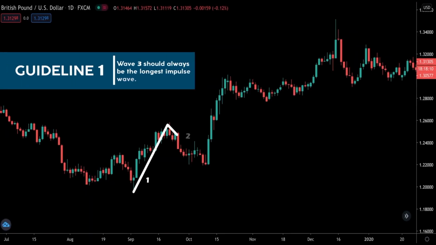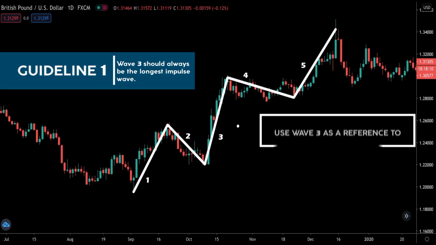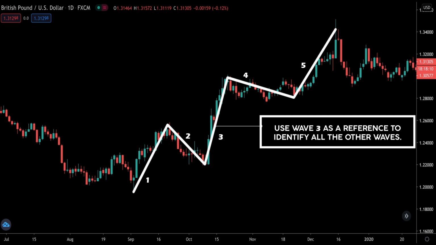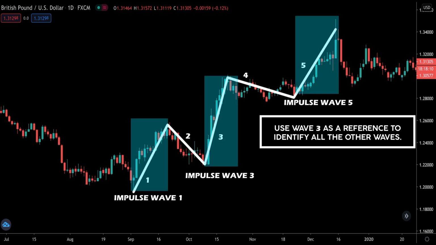Guideline number 1. Wave 3 should always be the longest impulse wave. Earlier on, I mentioned that using wave 3 as an anchor to identify all other waves is a great way to start counting waves. Impulsive waves 1 or 5 should not be longer than wave 3.